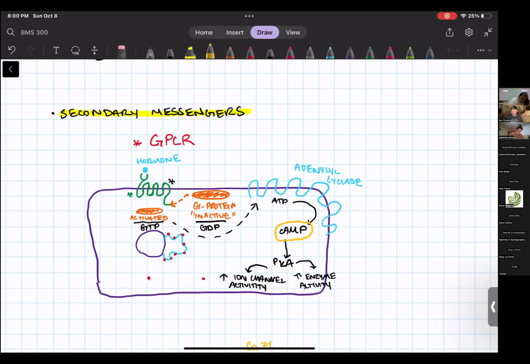So the PKA is specific to this example, not every time that cAMP is used. To my knowledge, PKA is used every time with cAMP. Or it's some sort of kinase, protein kinase. I always learned it as protein kinase A because that's the one that will phosphorylate channels.